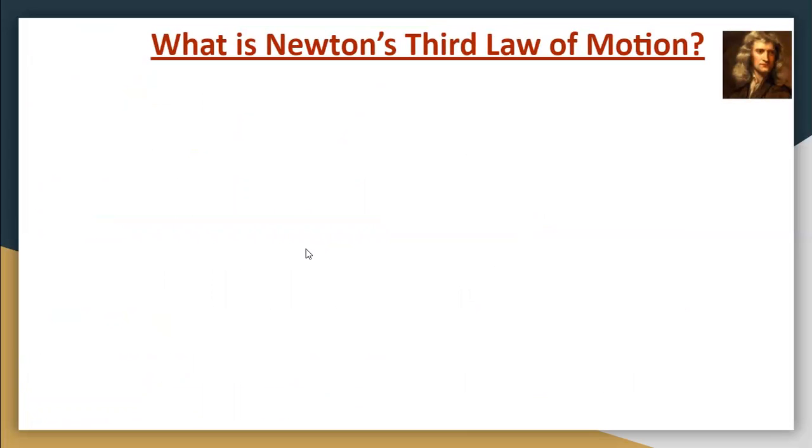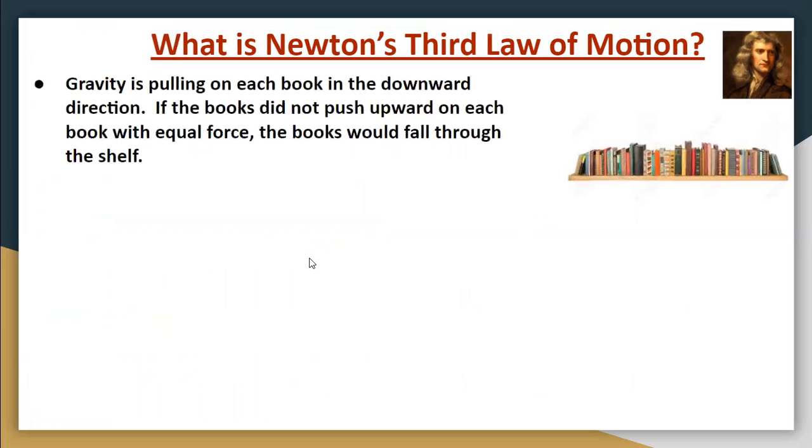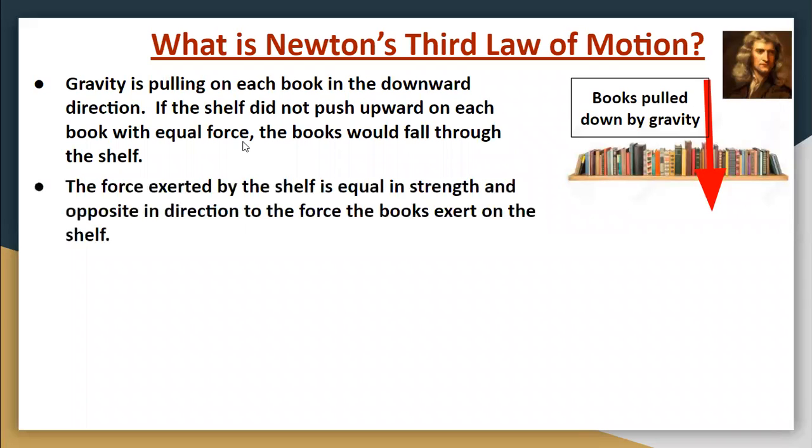Okay, now we're on Newton's third law of motion, and we're coming to the final stretch, guys. So gravity is pulling on each book in the downward direction. If the shelf did not push upward on each book with equal force, the books would fall through the shelf. I'm going to fix that for you guys. Okay, I changed it. If the shelf did not push upward on each book with equal force, the books would fall through the shelf.